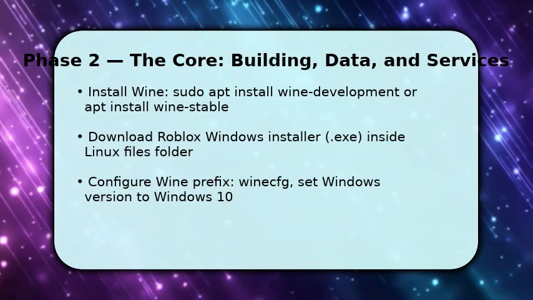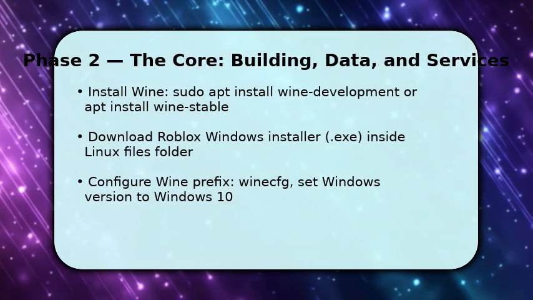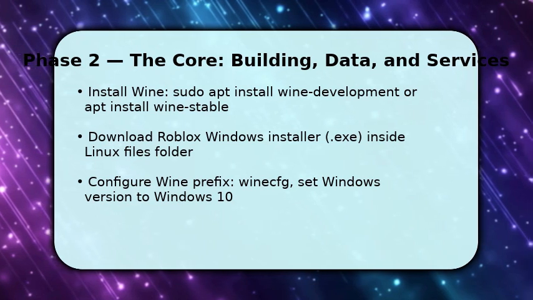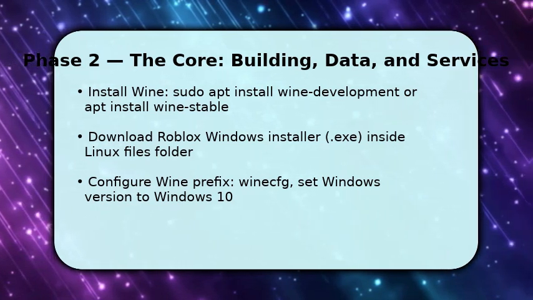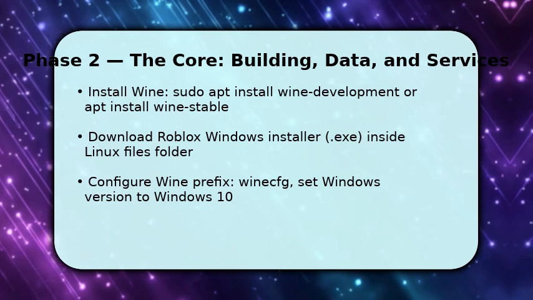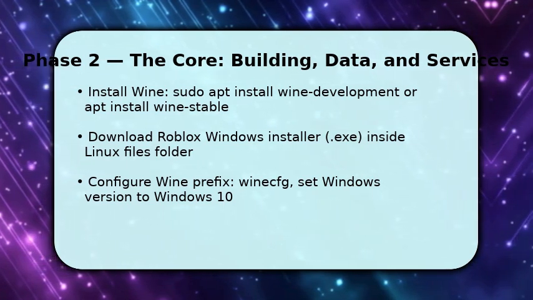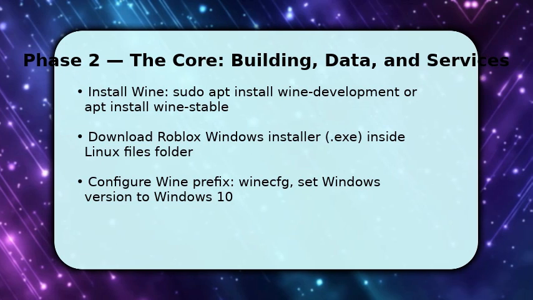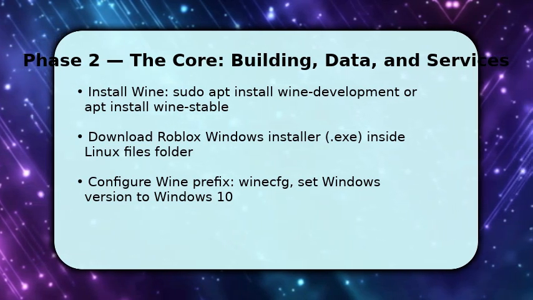Now you'll install Wine to run the Roblox Windows installer. Wine translates Windows calls into Linux. Open the Linux terminal and install Wine Stable or Wine Development, then run winecfg to create a Wine prefix and set the Windows version to Windows 10 for compatibility.